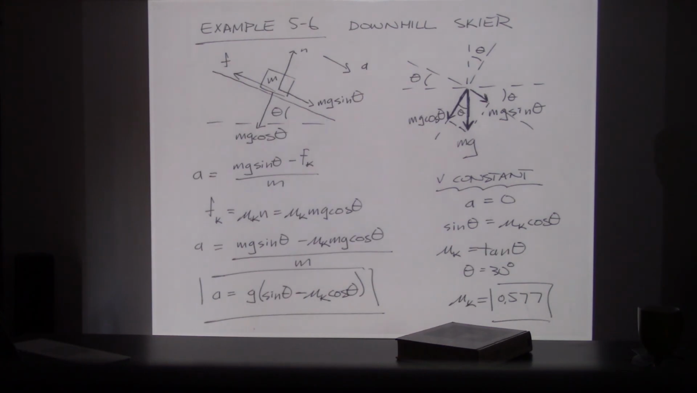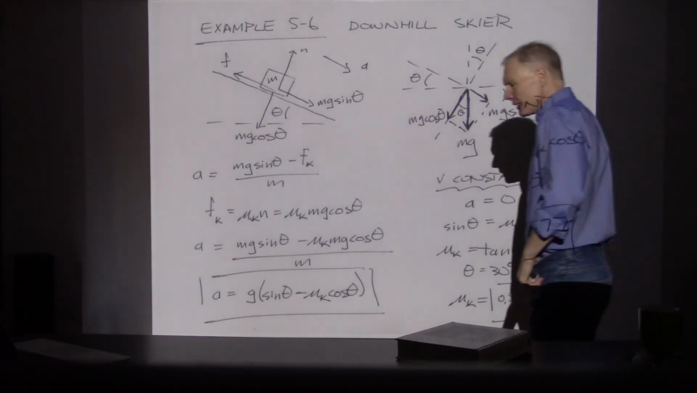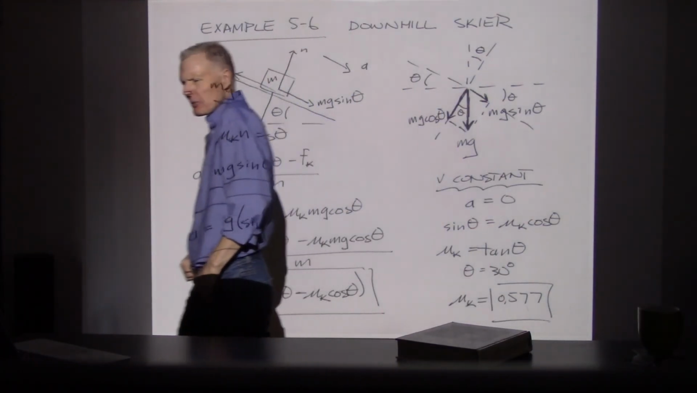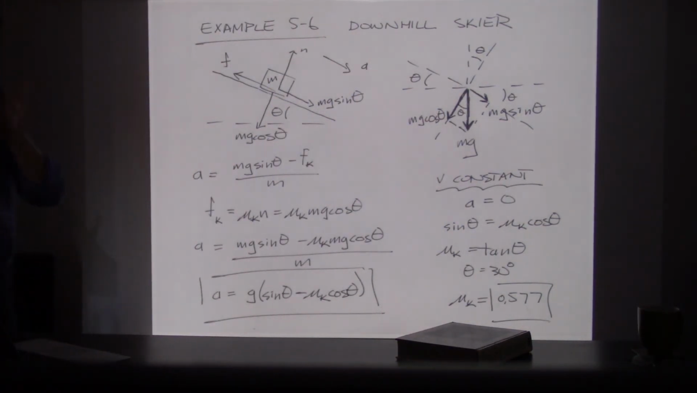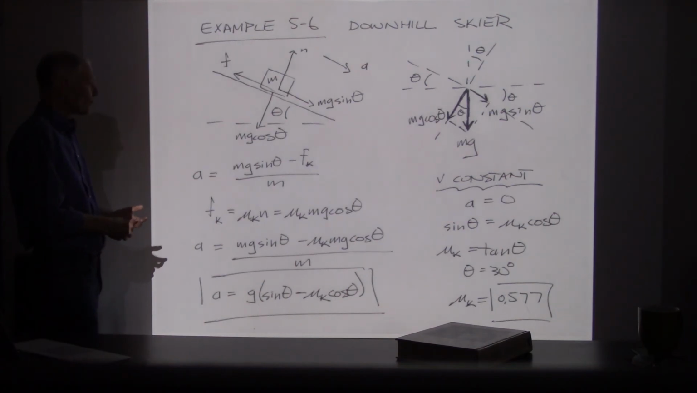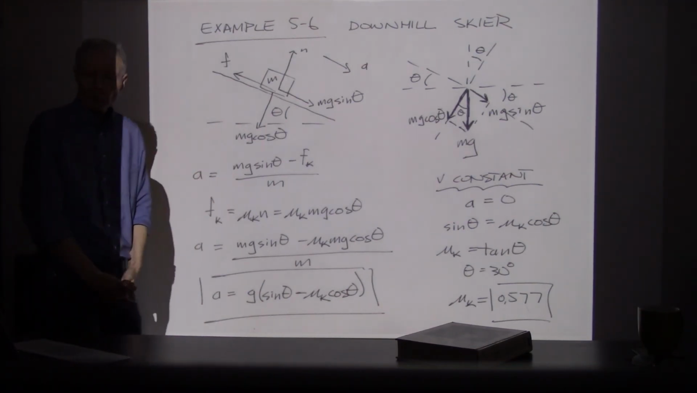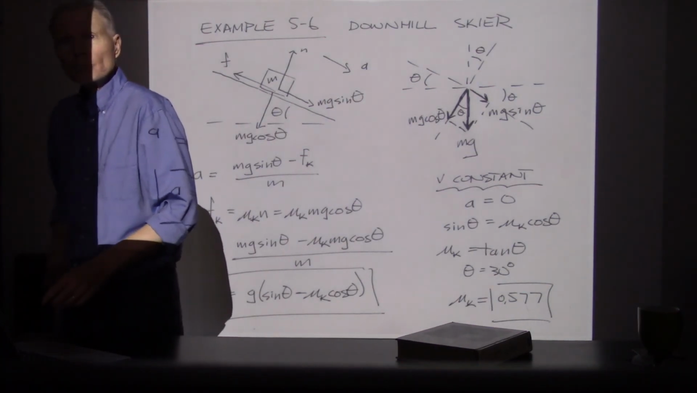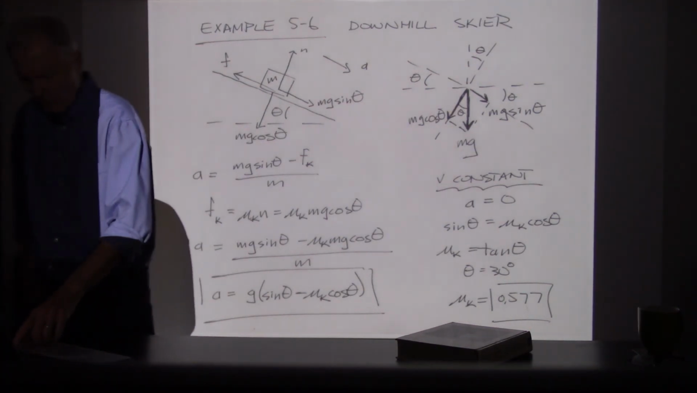That's not small. That's a pretty good value. So I don't know what's going on with the snow on this day. Going down a 30-degree slope should be enough to accelerate you if you're out skiing. Maybe you've got to check the bottoms of the skis and the conditions of the snow and see what's going on, because we've got a pretty large kinetic coefficient of friction. All right. Ooh, let's see what the next example is.